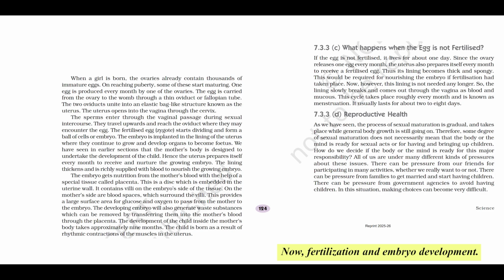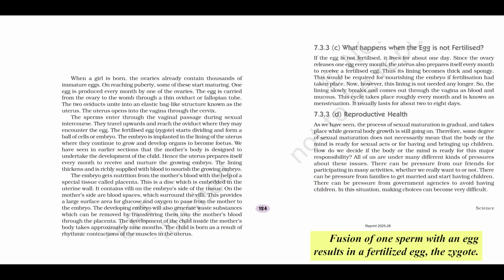Now, fertilization and embryo development. During intercourse, millions of sperms enter the vagina. They swim upwards through the cervix, uterus, into the oviducts. If an egg is present there, they may encounter it. Fusion of one sperm with the egg results in a fertilized egg, the zygote.